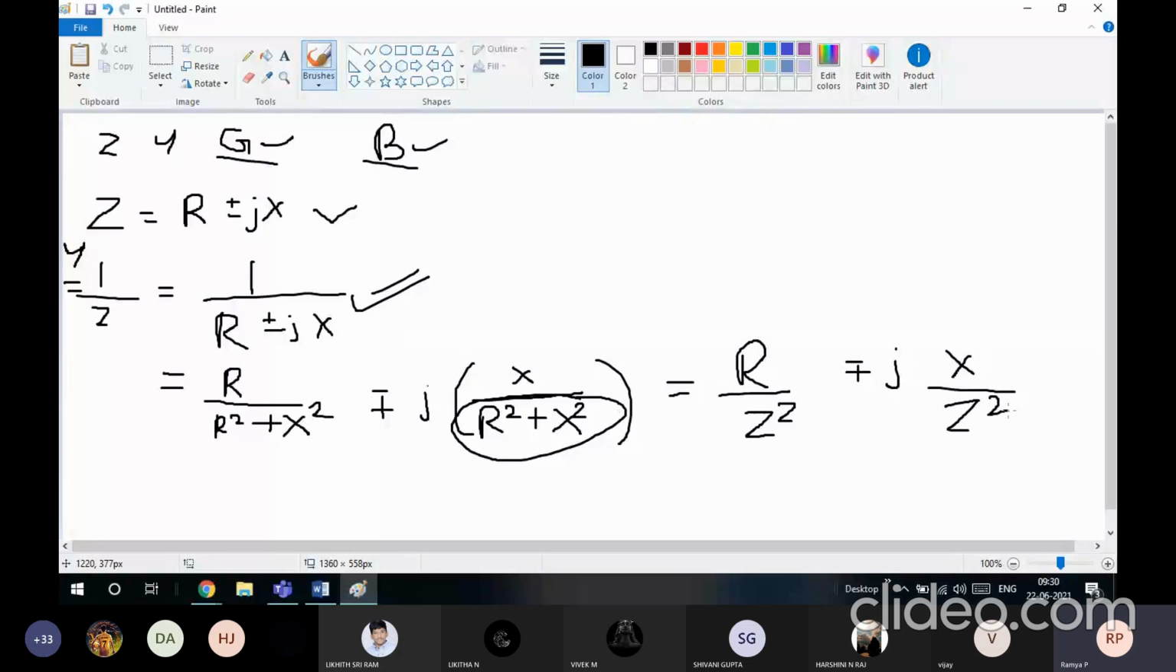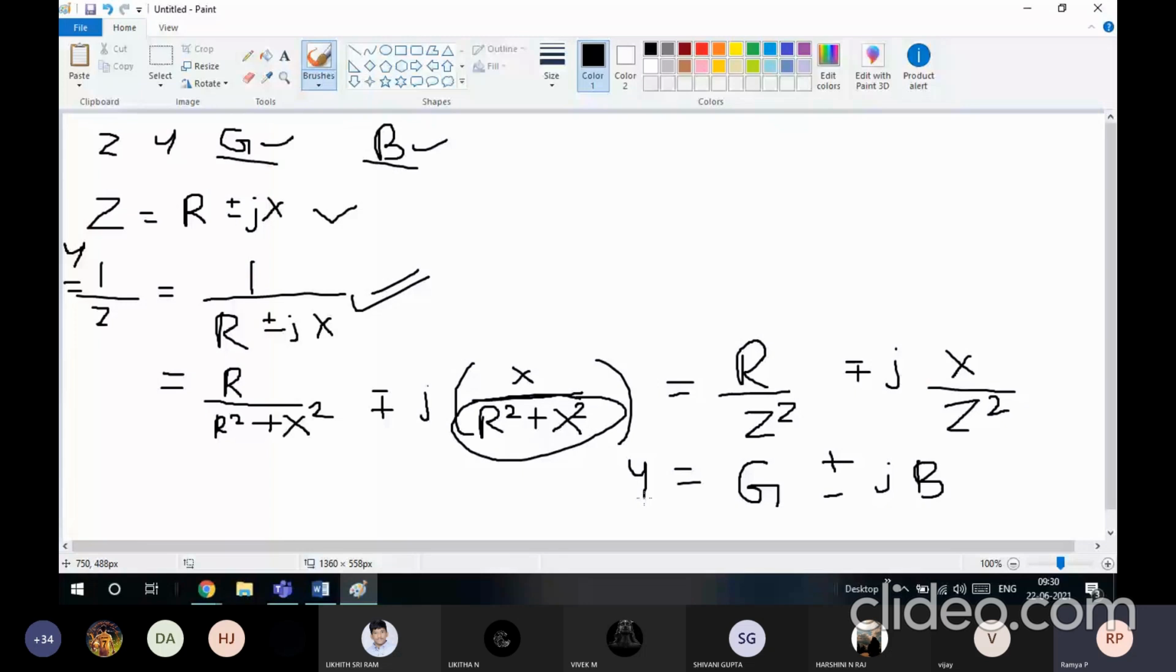From this I'm going to write this expression in the general form. Whenever I have the constant r by z square, I am going to indicate it as a new constant, that is g. Just now I told you it is a conductance. In place of r by z square I write g, and in place of x by z square I write b. B is nothing but my susceptance. So the admittance is a real term, the conductance, and an imaginary term, the susceptance.